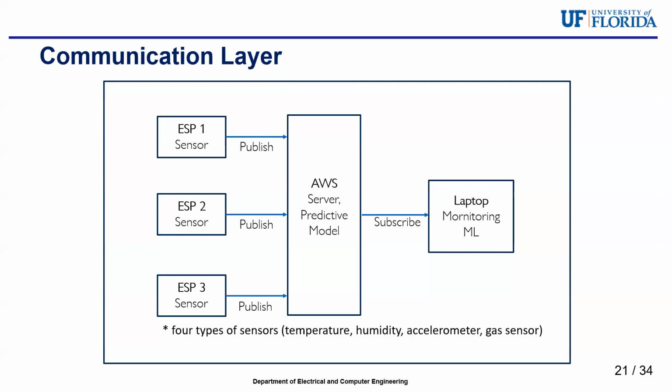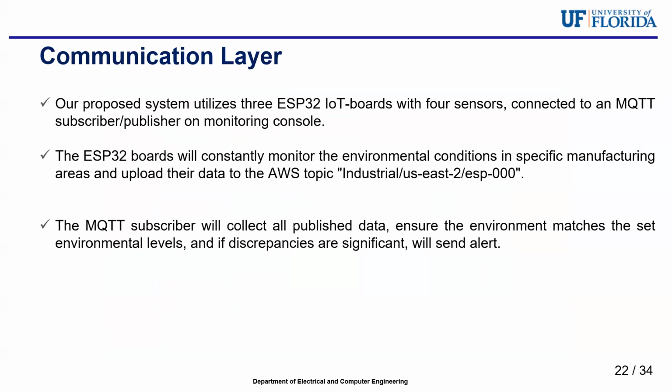On top of that, for the communication layer, this is our communication diagram. We used AWS as MQTT broker. Next. Our proposed system utilized 3 ESP32 IoT boards with 3 sensors collecting the data.